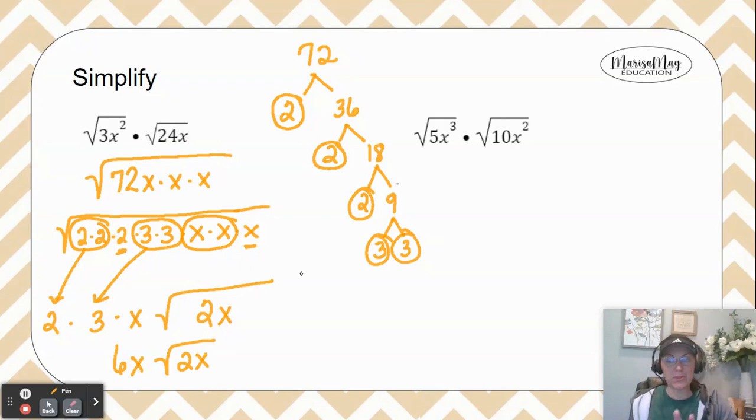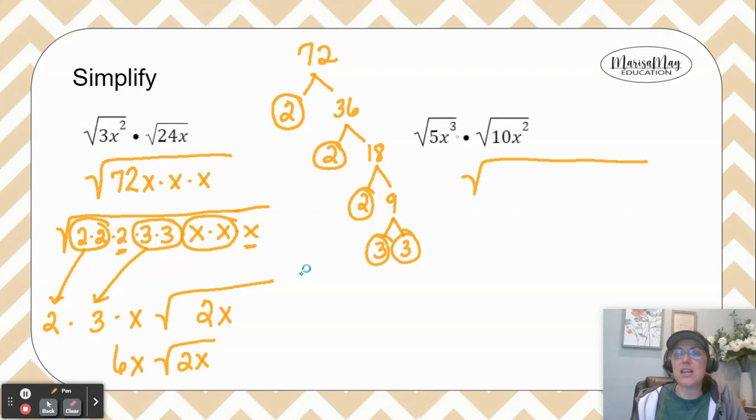All right, let's do one more like that so you'll feel most comfortable with it. This time we'll do the square root of 5x to the third times 10x to the second. Okay, so let's multiply what's underneath. 5 times 10 is 50. And then I've got x to the third, which is x times x times x, and x to the second is x times x. Let's do our factor tree with 50.